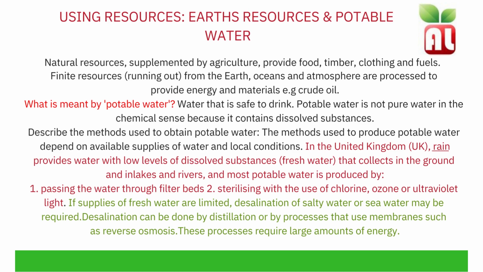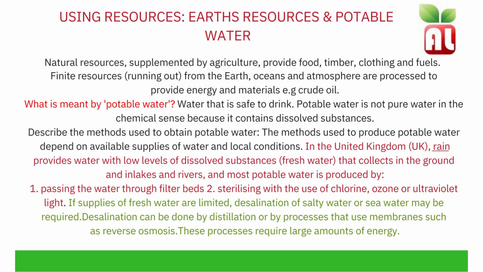In the UK, rain provides water with low levels of dissolved substances. Fresh water collects in the ground, in lakes and rivers, and most potable water is produced by passing the water through filter beds to remove any large solid materials, and then sterilising with the use of chlorine, ozone or ultraviolet light. When sterilising, this kills bacteria in the water, making it safe to drink.